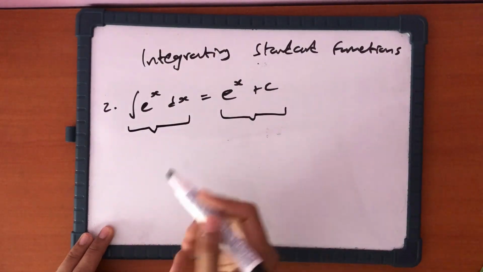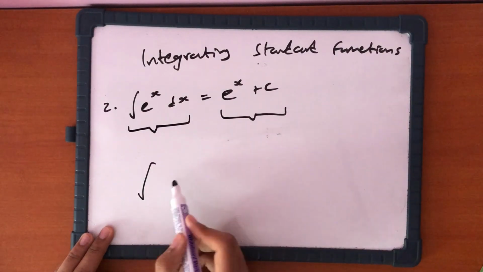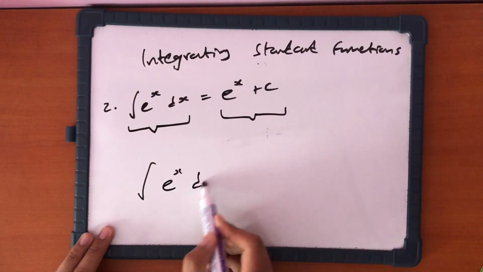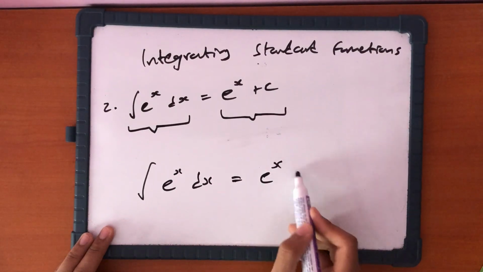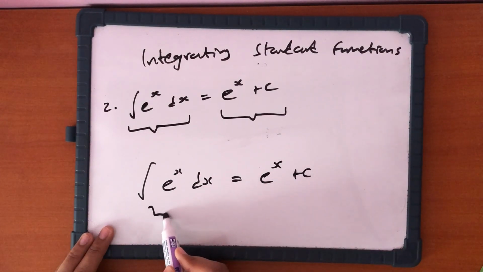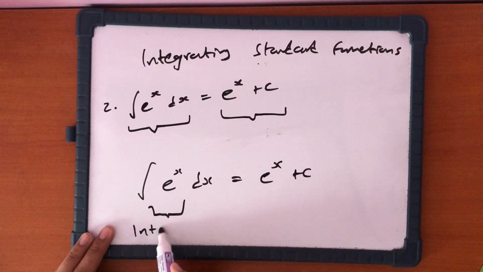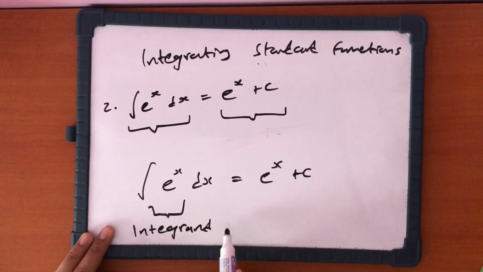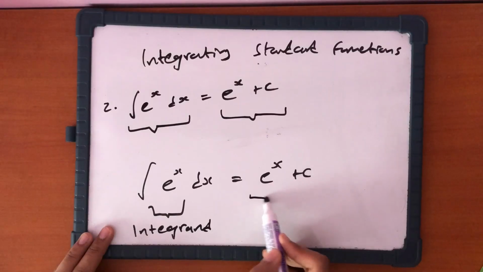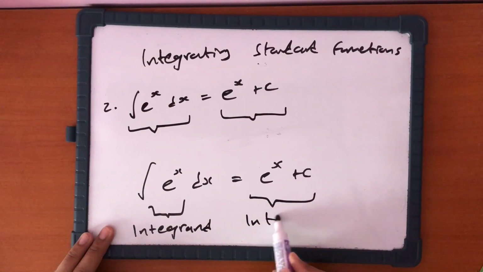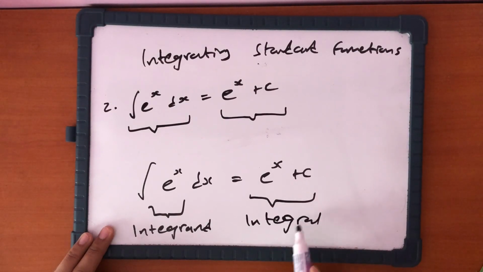Let's go through some terminology. In something like this, this term is called the integrand, the thing you are integrating with respect to x. And this is the integral. It's the answer you get after integrating. So this is the integral, this is the integrand.